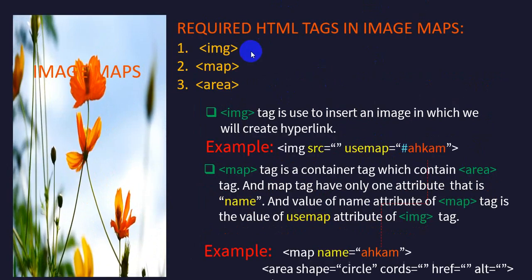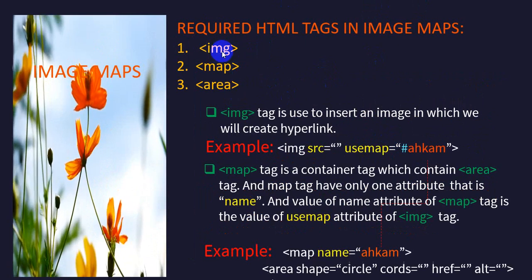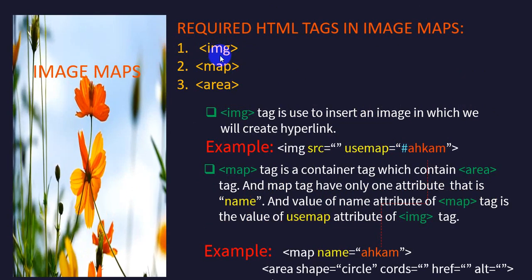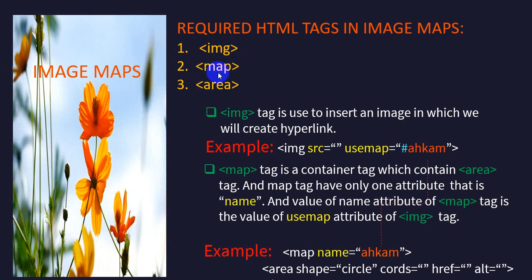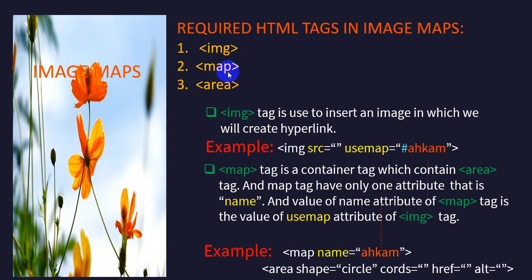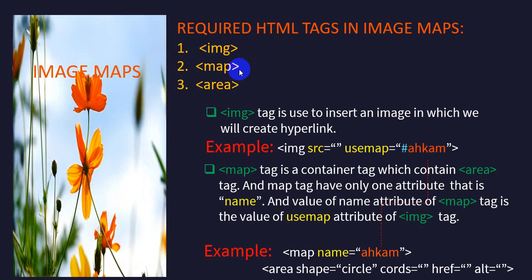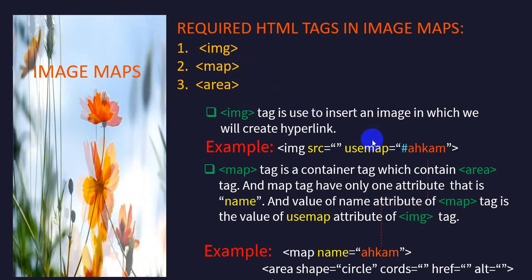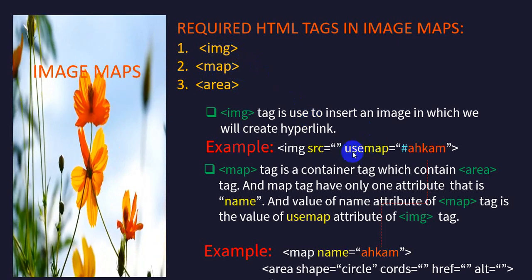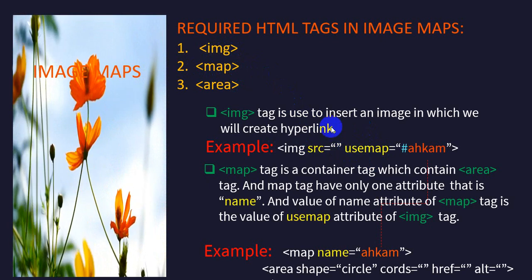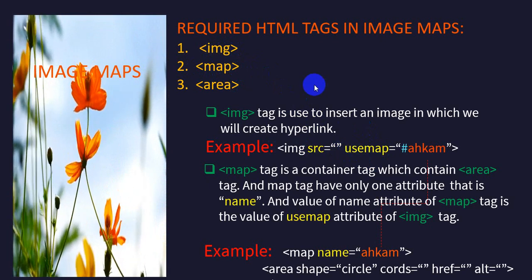In our previous lecture, we saw what the image tag is and how we can insert an image inside our web page. Then we saw the map tag and its attribute, the name attribute, and then we saw the importance of the usemap attribute of the img tag. I just want to show you the file which we have created.